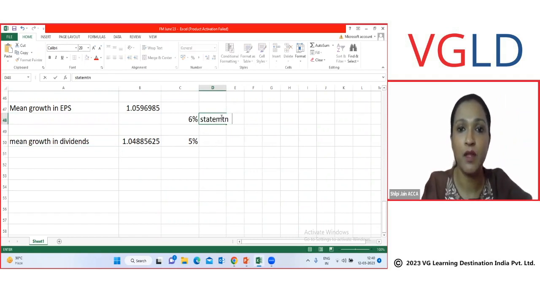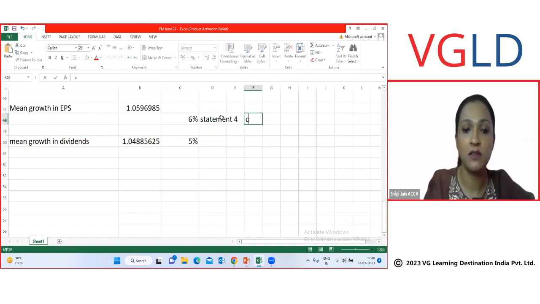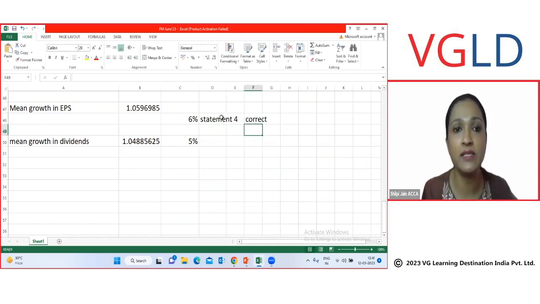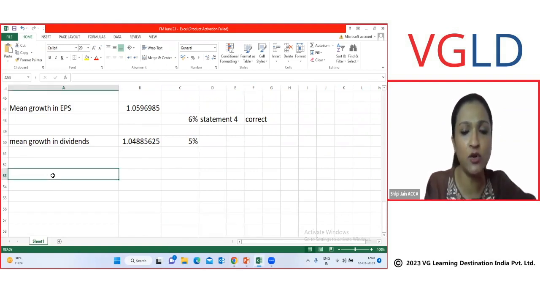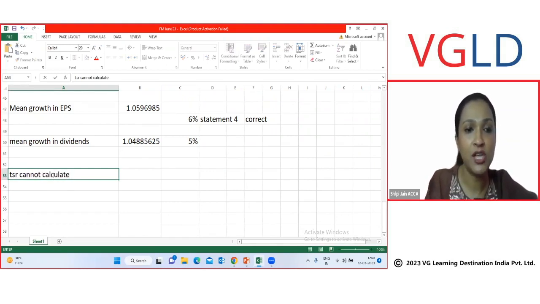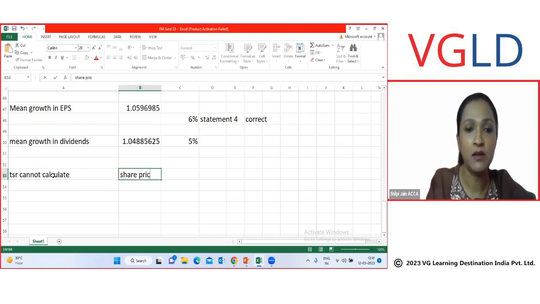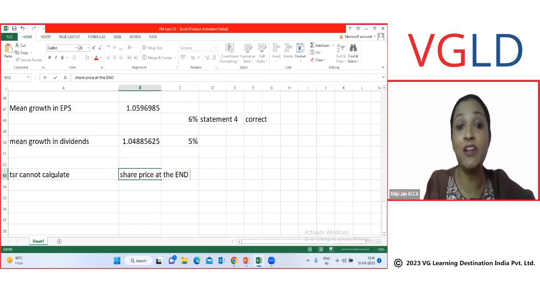Statement 4, which is correct. Does everybody agree upon this? Guys, have you been able to calculate this? I need your answers. I need your doubts. So TSR of the third year, you cannot actually calculate, because you really don't even have the share price at the end. Remember, what is given to you is at the beginning of the third year, end of the third year. So you really can't even calculate this.